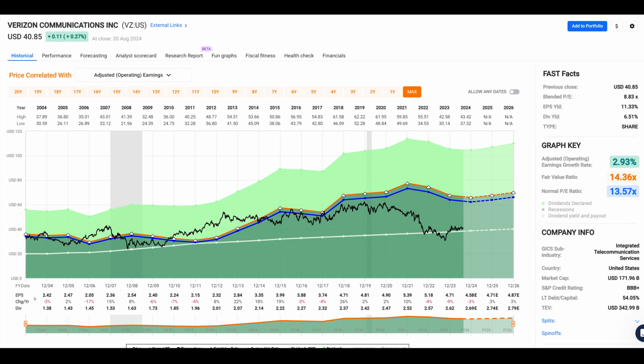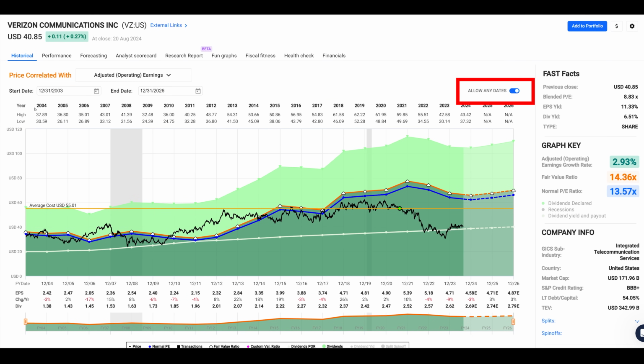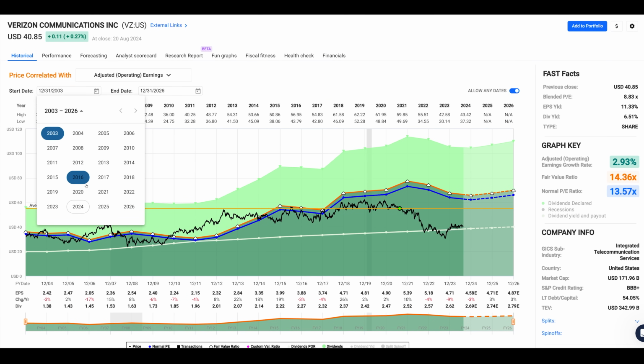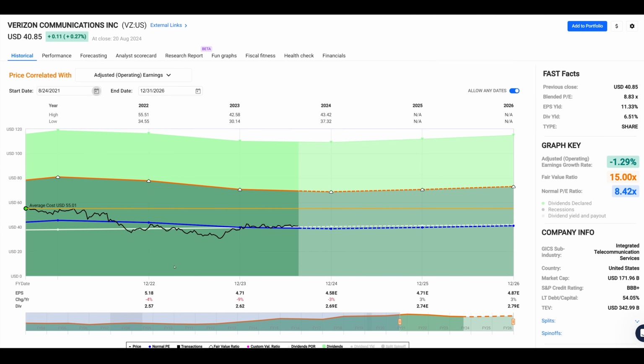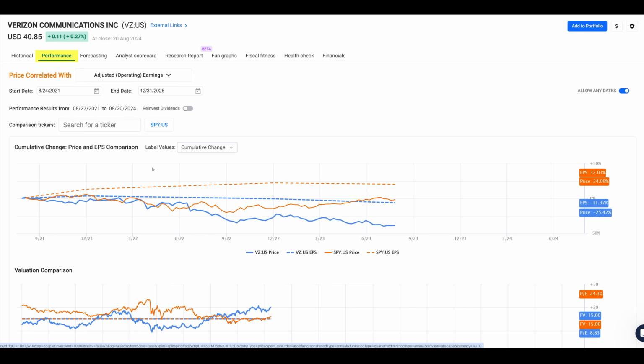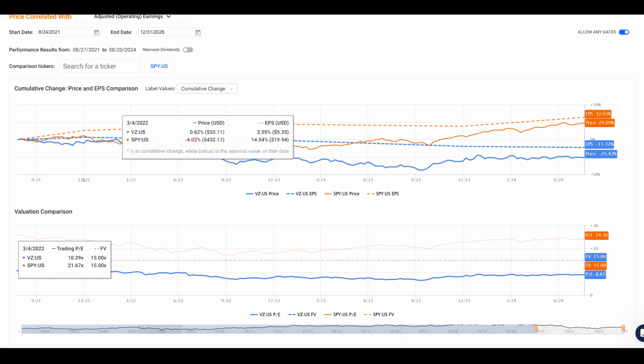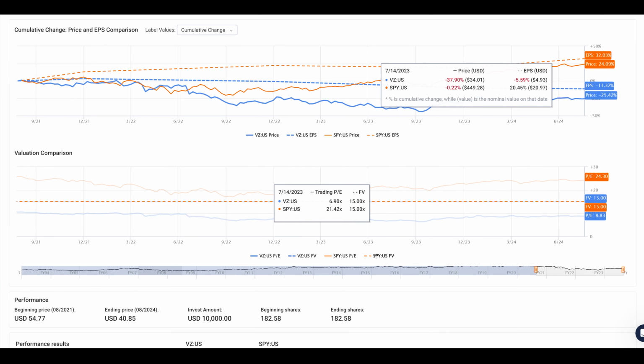And Verizon, again, was put in there for the income. And it was undervalued, but then it became significantly undervalued. Now it's beginning to recover, but it had a much higher yield. It had about a 5% dividend yield. So once again, if I allow any dates, if I go into 2021 and then go to August and go to August 24th, now I'm measuring the performance, but here's what I want you to see. It underperformed the market. Okay, this particular holding had a much better valuation than the market.